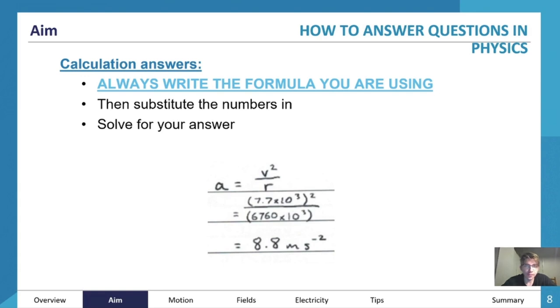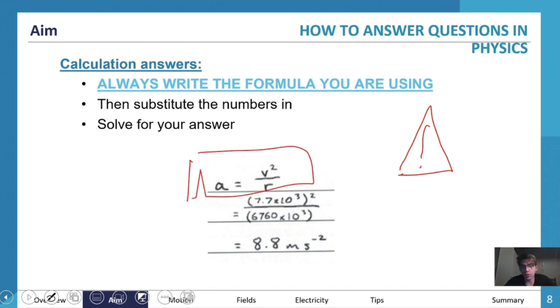Also, I would highly recommend you, before you rearrange, you write the original formula that is on the formula sheet. So this is something I want to spend some time on, right? Before you rearrange, write the formula as it is on the formula sheet, then you can rearrange. For example, if you need to find velocity, you write this equation first, then you can rearrange for velocity and say, oh, well, it is equal to square root of a r, right?